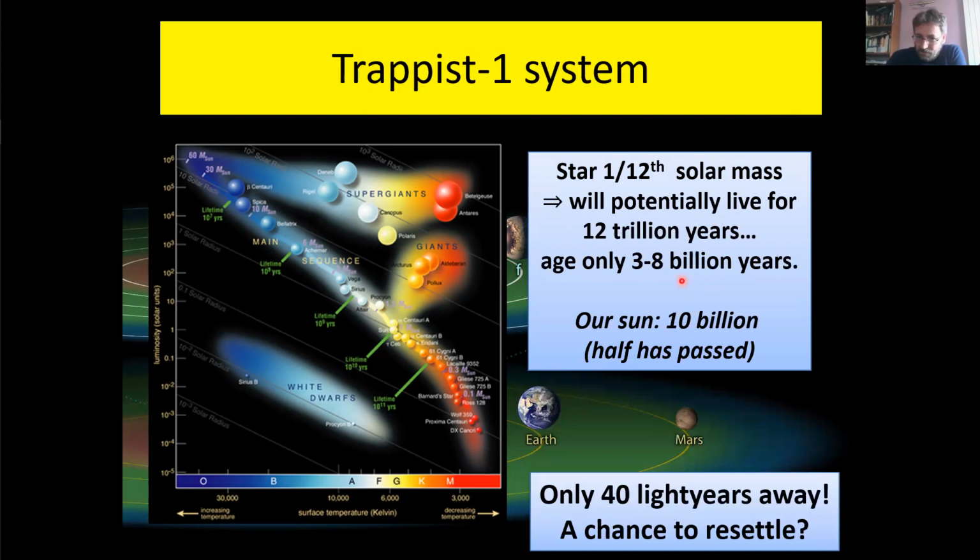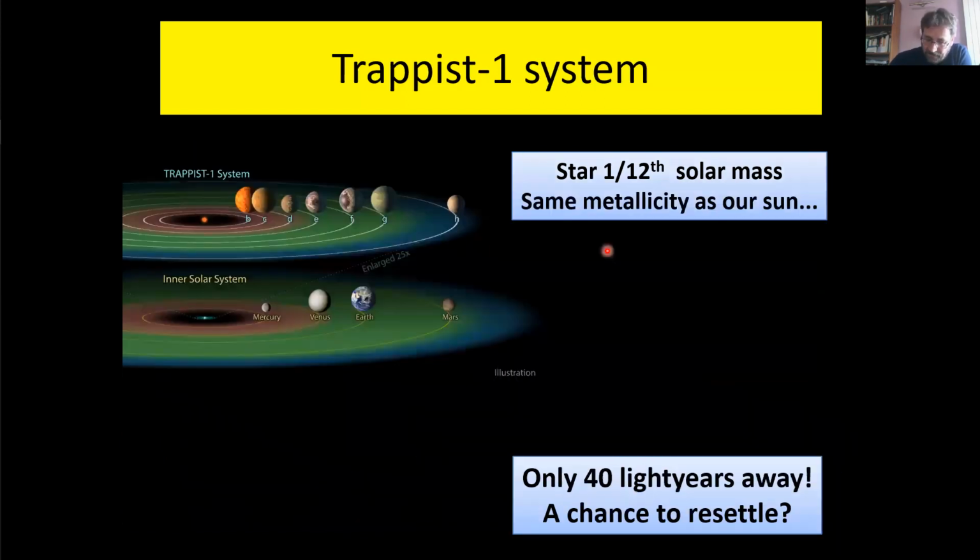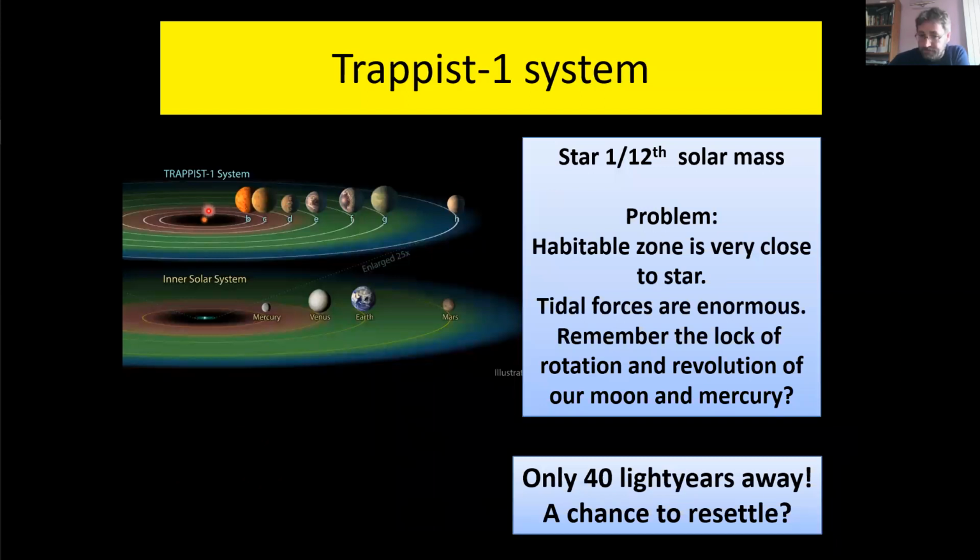The age of this star is only 3 to 8 billion years. Well, our sun will live for 10 billion years, just to remind you. So we are now at half time. Another good thing, this star, TRAPPIST-1, has the same metallicity as our sun. We find the same amount of iron, oxygen, whatever stuff. The only problem is the habitable zone is so close to the central star. Even if it's small, tidal forces are enormous.